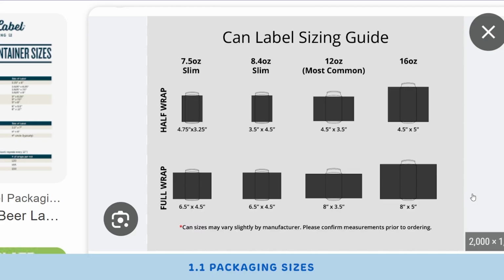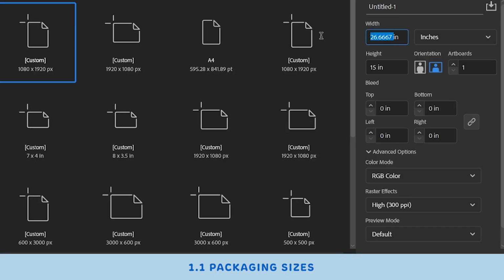If you're working with a client, you can ask them what the dimension of their label is. If they don't have a dimension, you can ask for the size of the can and then just Google the standard sizes. But most likely they will give you a size, so you don't need to worry about that. I'll change this back to inches. You can also find this in centimeters if you want.